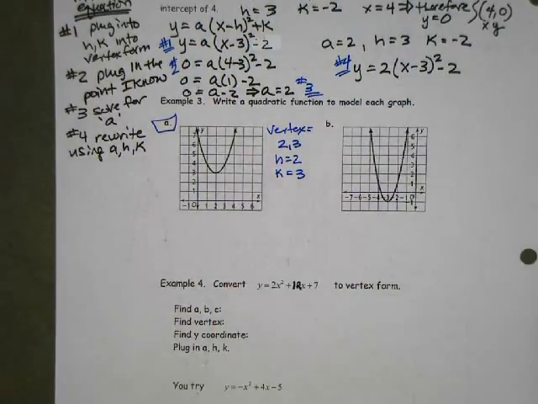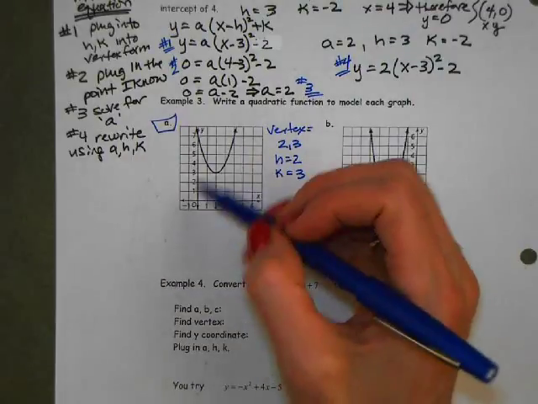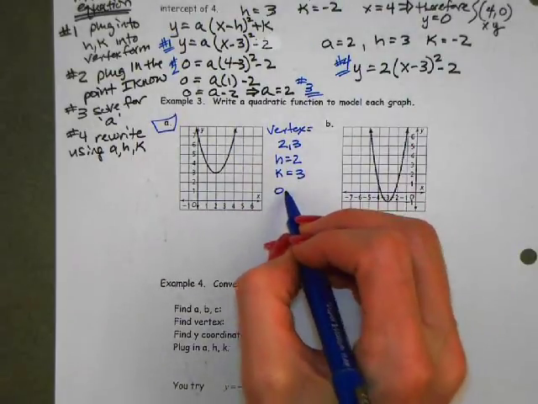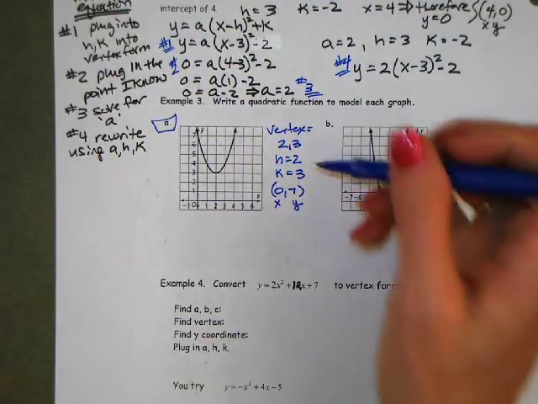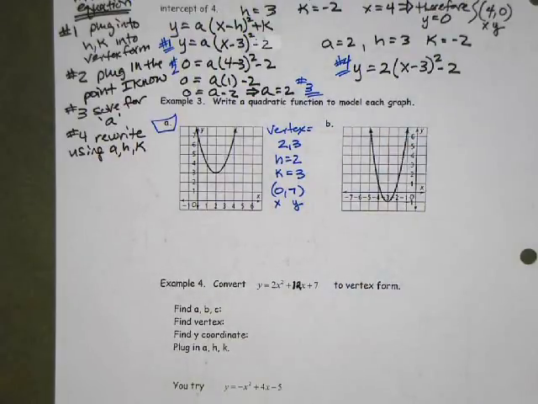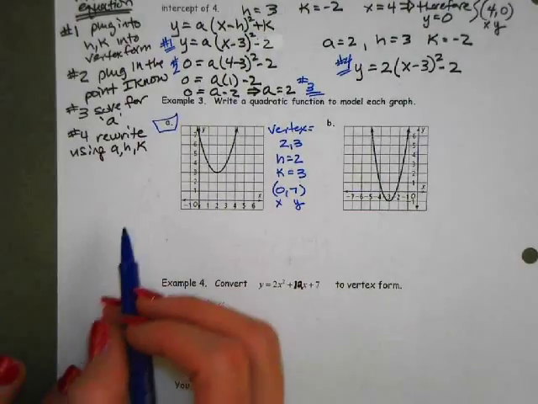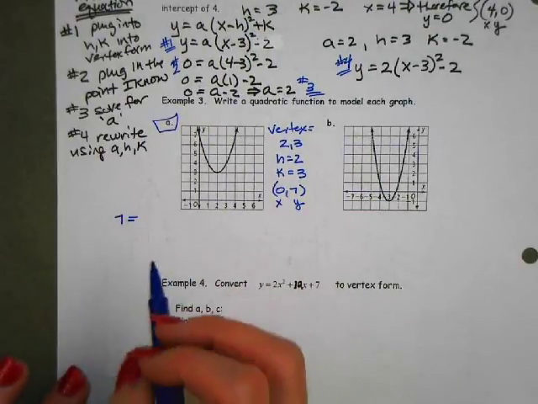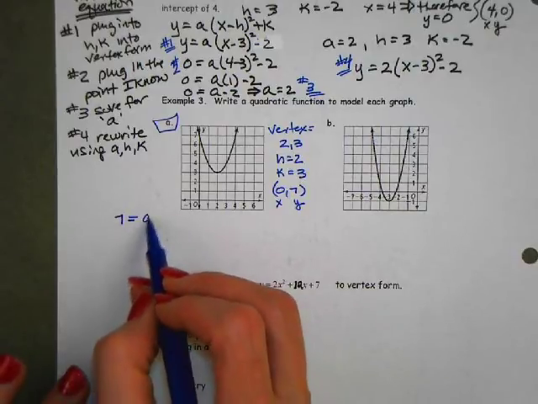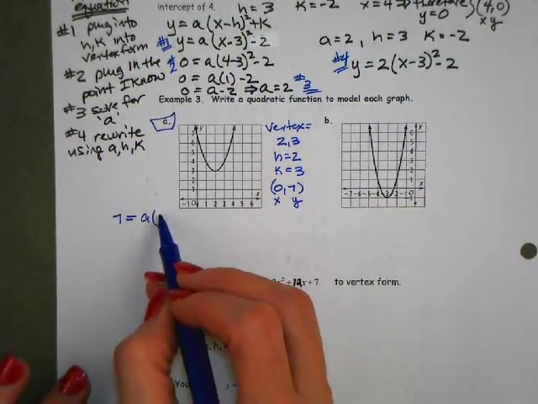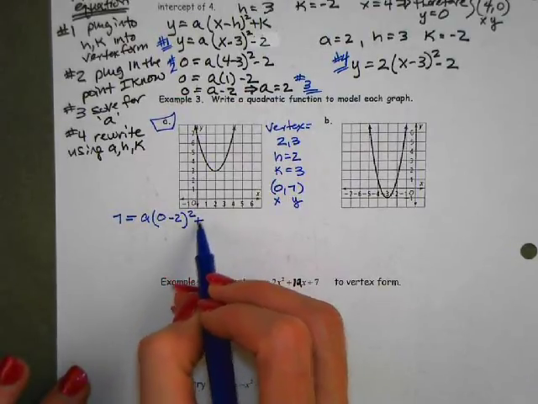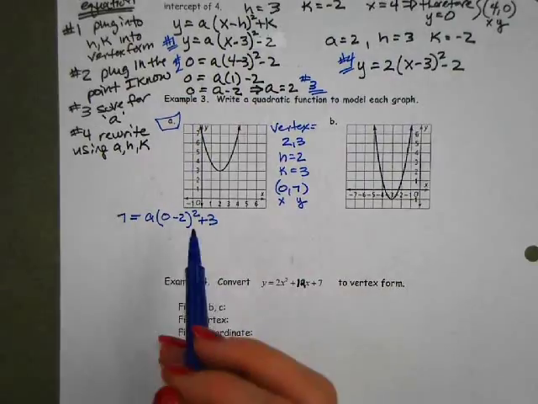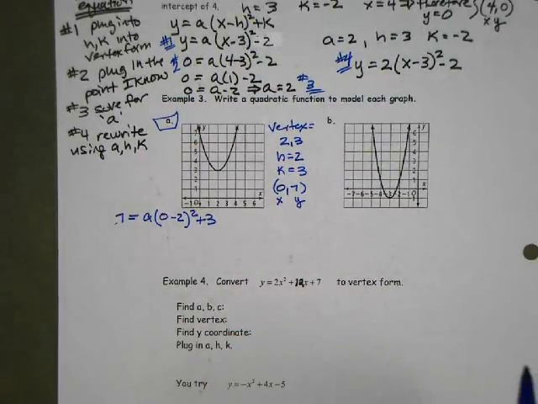Is there any point on here I could use? 0, 7? Okay, let's use 0, 7. So now I have x is 0, y is 7. So what you need is you need an h and a k and a point, and any point can be plugged in to solve for a, right? So now I'll just plug it in. So I would do 7 equals, okay, and then I'm going to have a, because I still don't know a, I would do 0 minus 2 squared plus 3. Okay, so all I have is my h and my k, and I plug in the point that I do know.